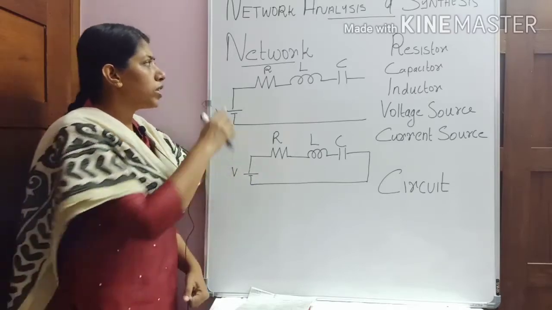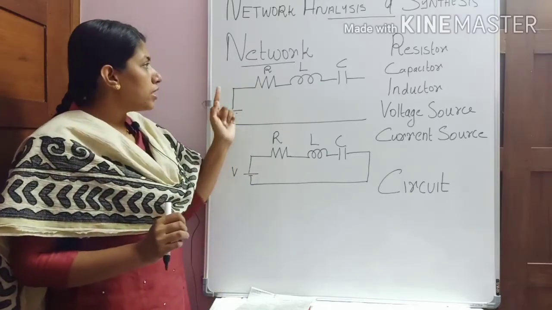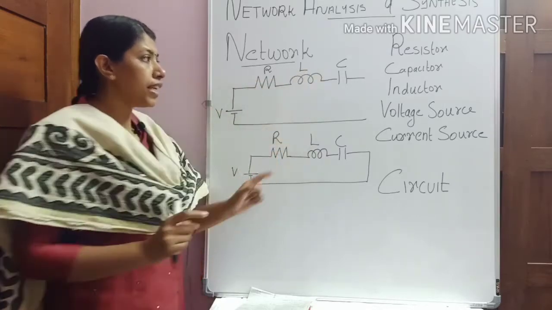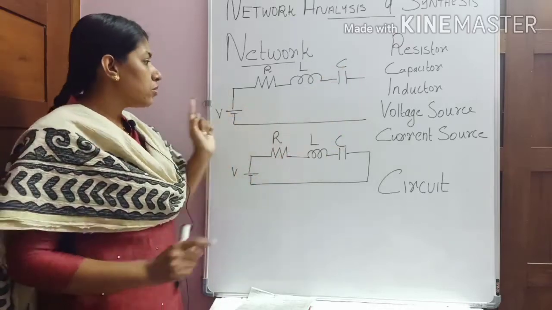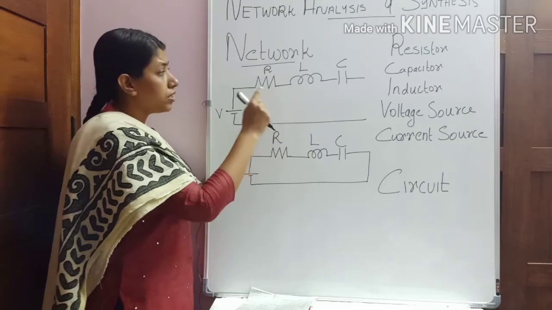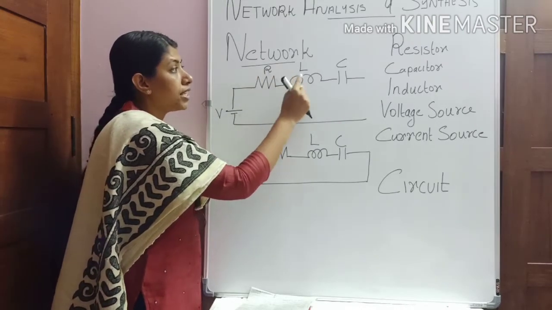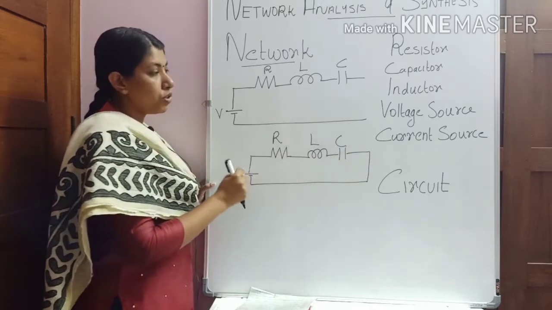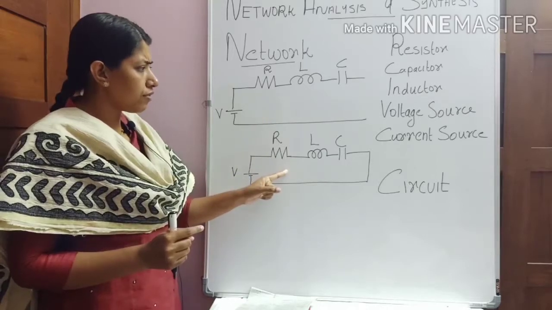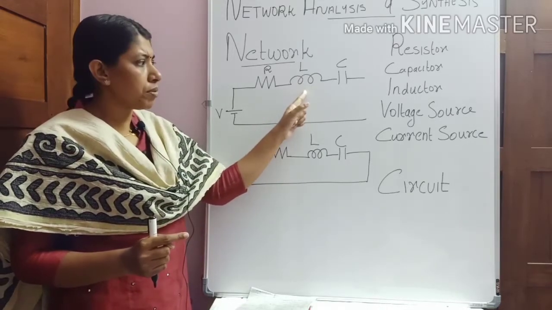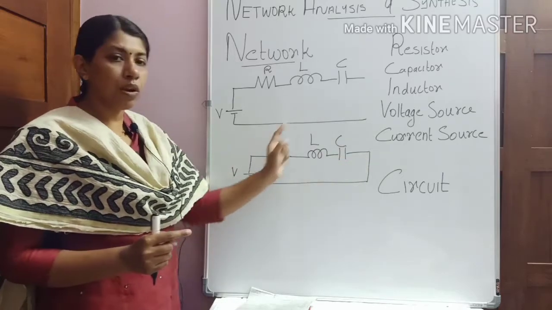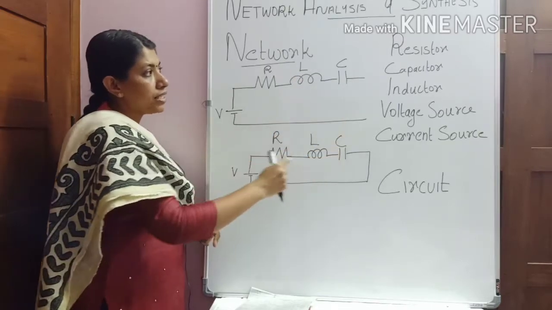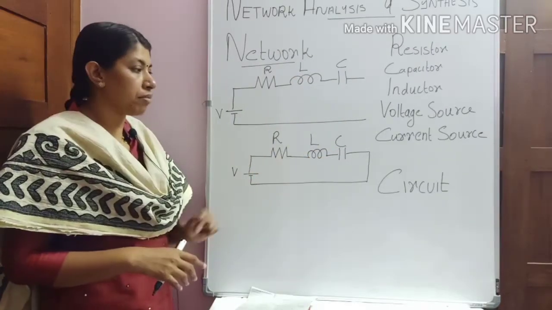Now let us discuss what a network is. Here you can see two diagrams. A network is formed by interconnecting any of these basic circuit elements. In these two diagrams we have used the basic circuit elements like resistor, inductor, capacitor and voltage source. The difference between the first and the second figure is that the first one has an open path and the second figure has a closed path. Once again, a network is formed by interconnecting any of these basic circuit elements.